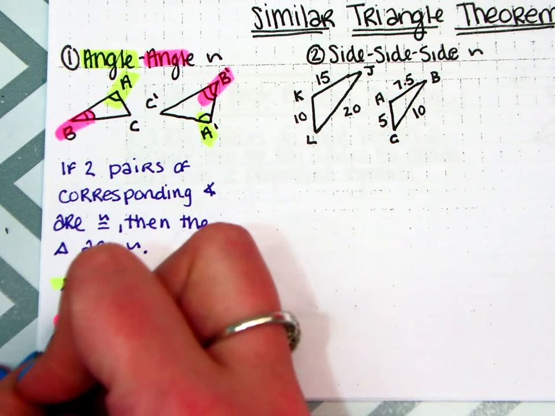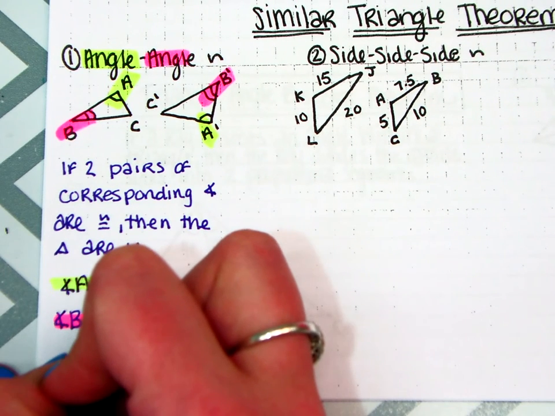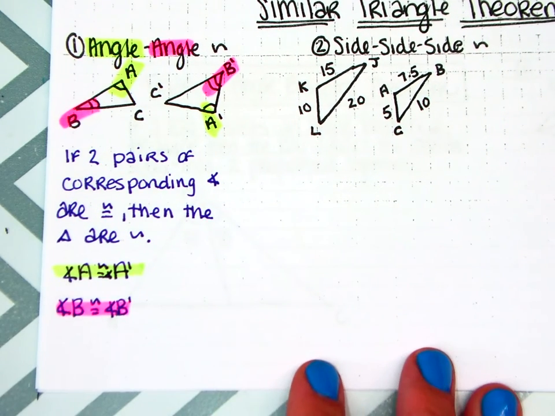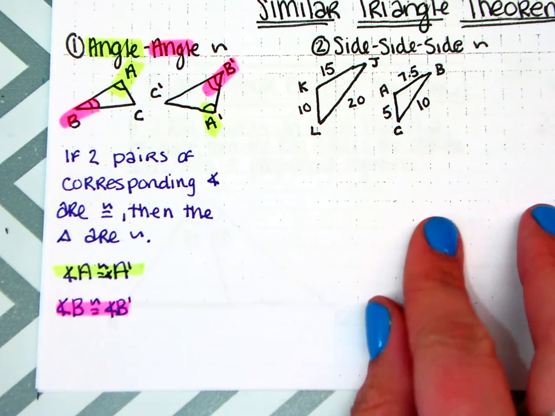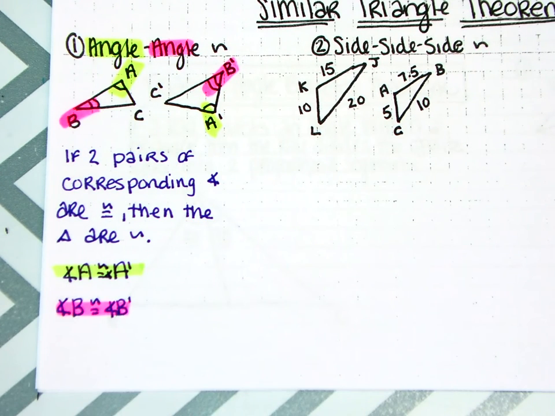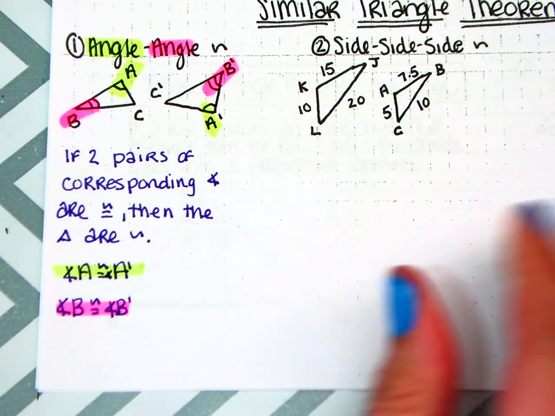So angle B is congruent to angle B prime. I've got two angles that are the same, so those triangles are similar. Because by default, C and C prime must also be the same because every triangle adds up to 180.